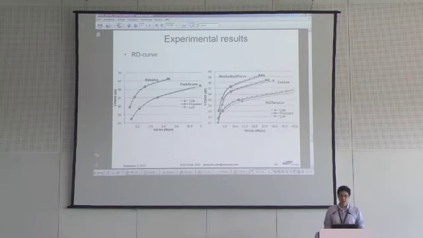This is the rate-distortion curve of several test sequences. The left side is Kimono and Parkscene, and the right side is Basketball Drive and Cactus, which are the class B test sequences in the HEVC standardization. So this black line is the proposed method, which is very similar to the low delay P coding.